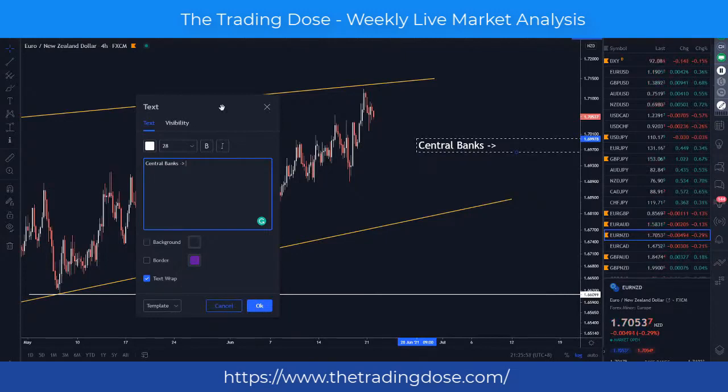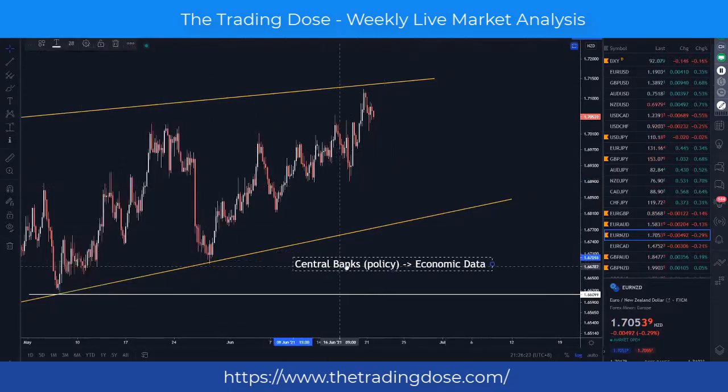So from fundamental perspective, I give you the big picture. First you need to understand central banks, and of course, by central banks here, I'm also referring to their policy, their monetary policy. You need to understand what are some of the tools they're able to use to affect the market and control, to a certain extent, the economic development of a country. And then from there you move into economic data.